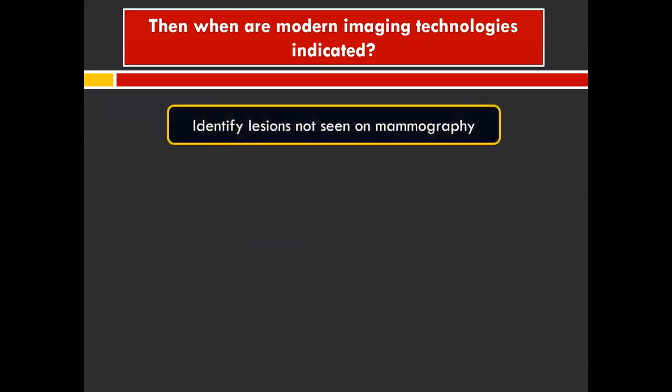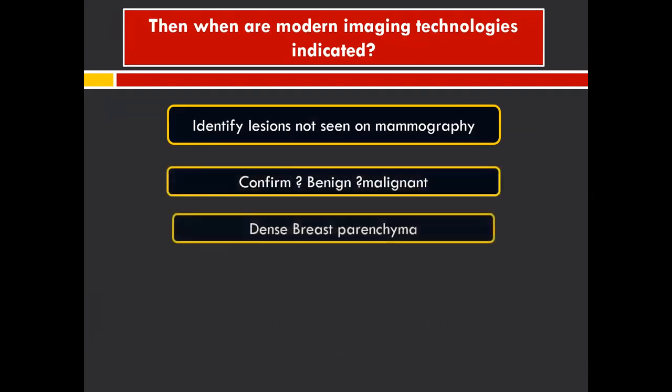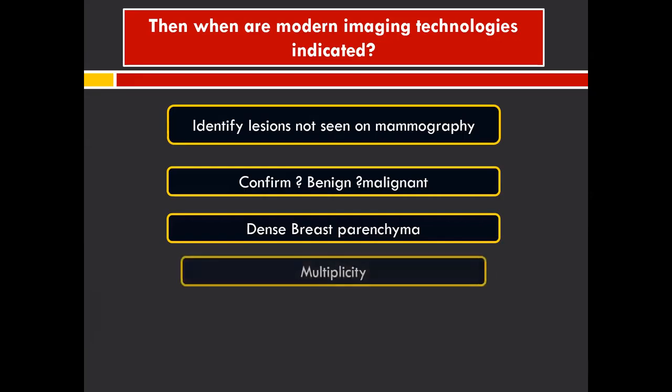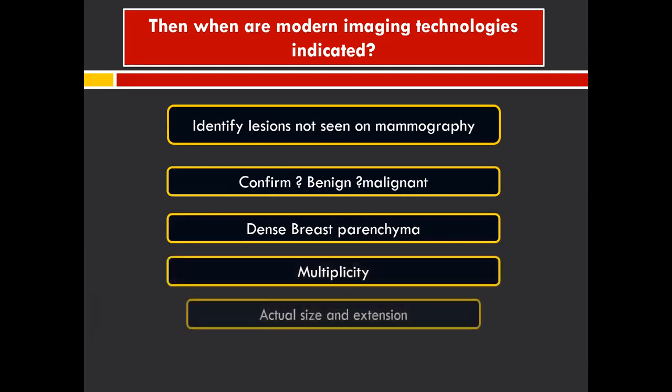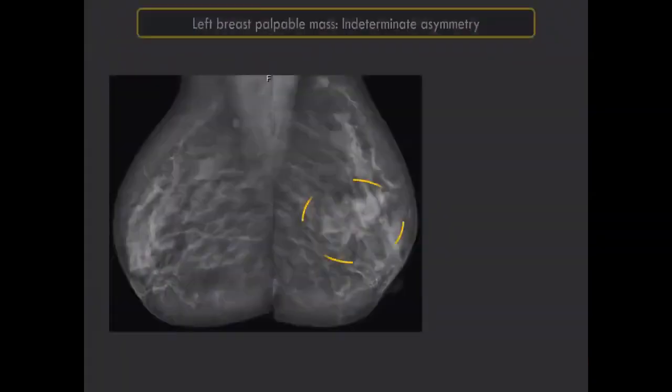They are indicated to identify lesions not seen on mammography, to confirm the benign or the malignant nature of these lesions, whenever we have a dense breast parenchyma, which we can now understand is the main disadvantage of mammography, to identify lesion multiplicity, or to know the actual size and extension of lesions. I will give you examples of how we use 3D tomosynthesis.